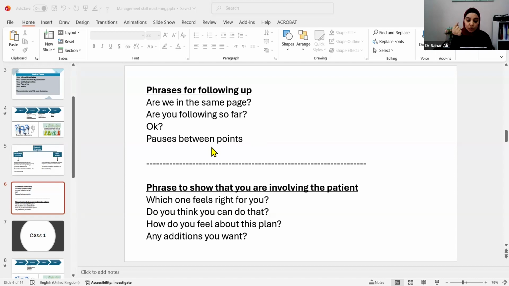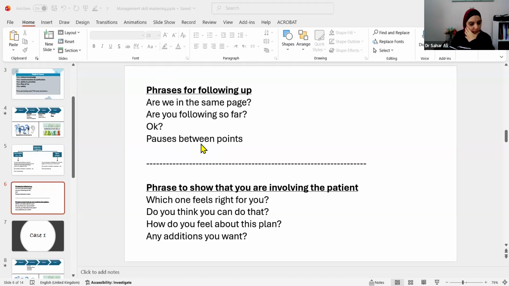Instead of just using one stock phrase like okay, okay, okay, or are you following so far? Are you following me? No, just use some different phrases to show you are natural, to avoid monotony in the management.